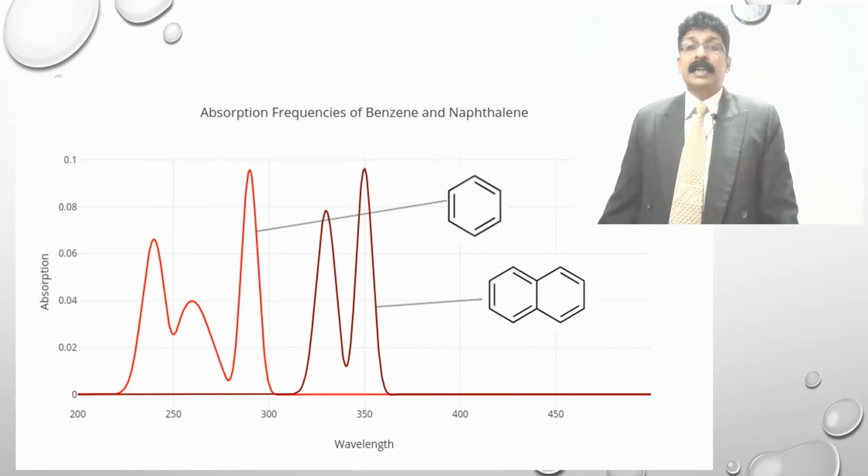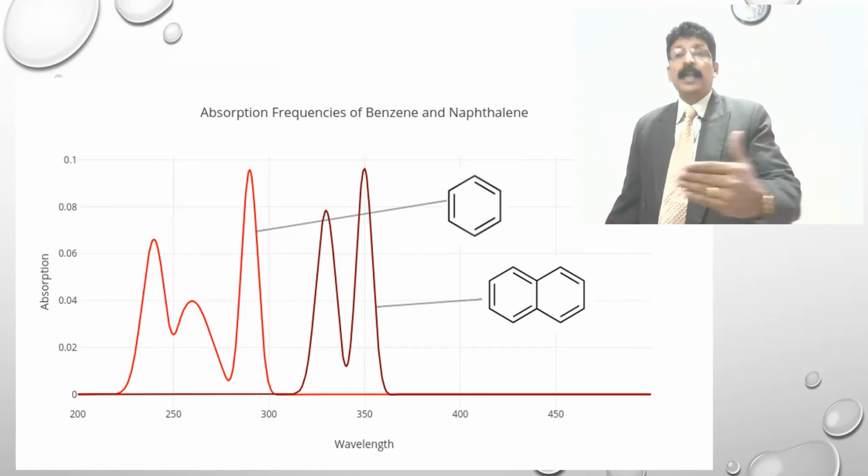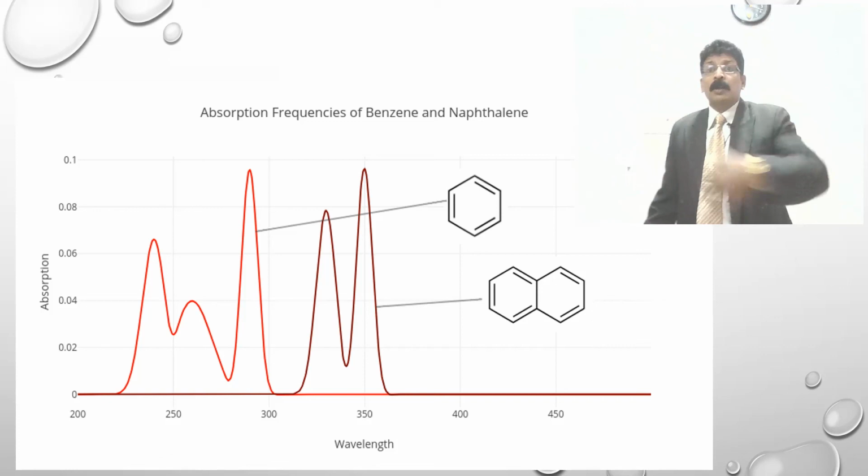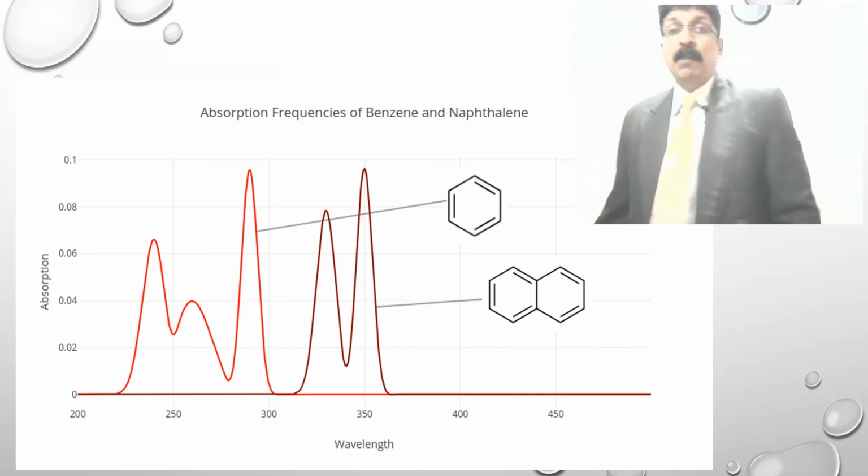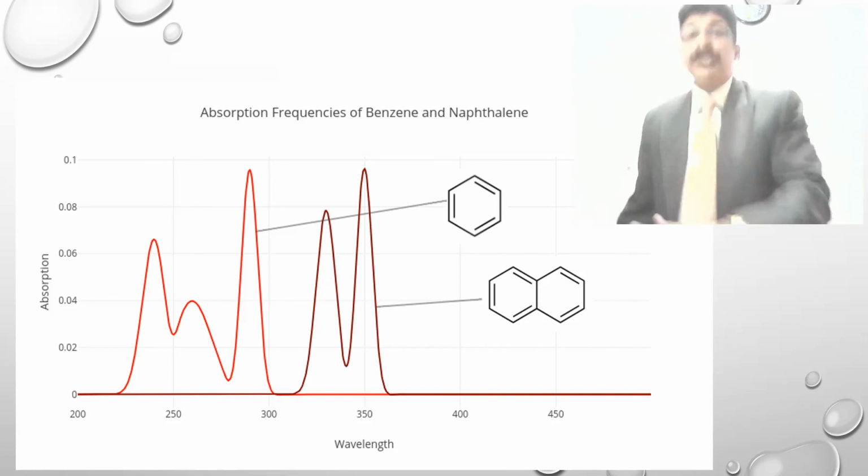But the naphthalene is pushed to a little higher wavelength because it has a little more of a conjugated double bond system. The more the conjugated double bond system, the more electron transitions occur, pi to pi star, n to pi star. Without any substituent itself, when there is an extended double bond, it automatically shifts to the higher wavelength. That means lower energy is sufficient for them to get excited. That's what the student should remember.